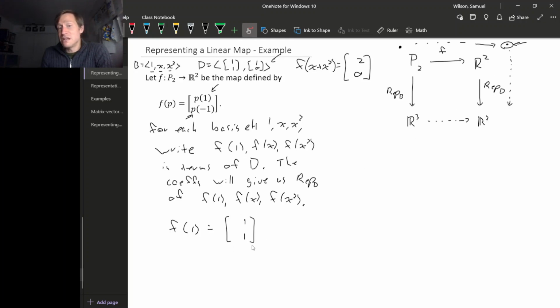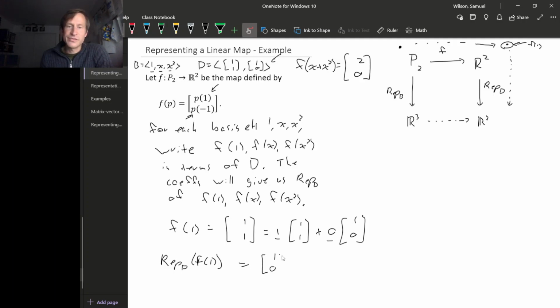To figure out what rep D does to this vector, we have to write this vector in terms of the basis vectors in D. So this is 1 times (1, 1) plus 0 times (1, 0). Okay, so now rep D of f of 1, right, so we're taking the result of f of 1 up here, and we're hitting it with rep D, which takes us down to R2. So rep D of f of 1, it just pulls off these coefficients and makes a vector out of them. So (1, 0). Okay, so rep D of f of 1 is (1, 0).